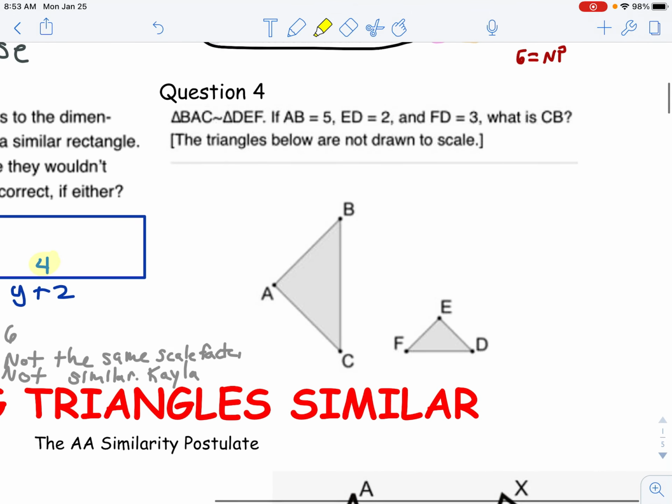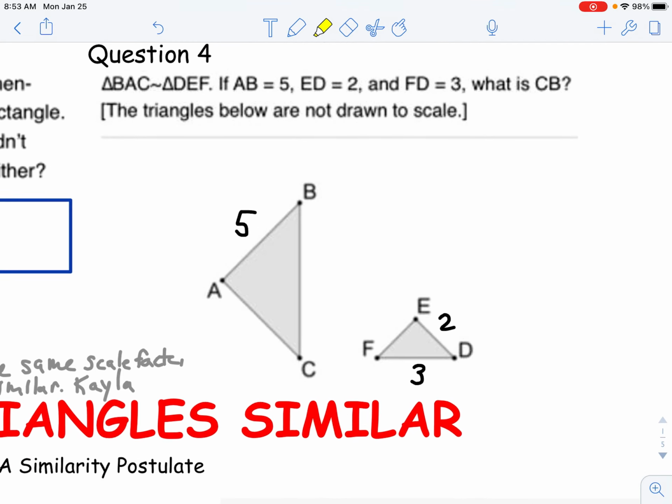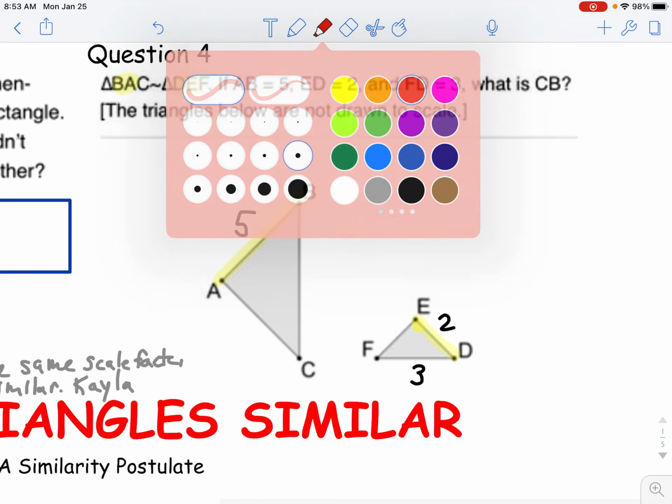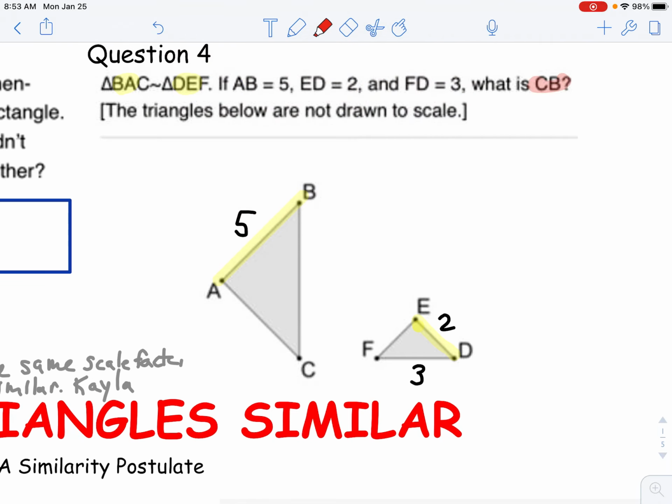All right. And then last review one: triangle BAC is similar to triangle DEF if AB is 5. So remember, let's always try to label. ED is 2, FD is 3. What is CB? All right. So let's use our similarity statement to match up corresponding parts. So I have BA corresponds to DF, or excuse me, DE, I can't read. All right, those two things correspond.